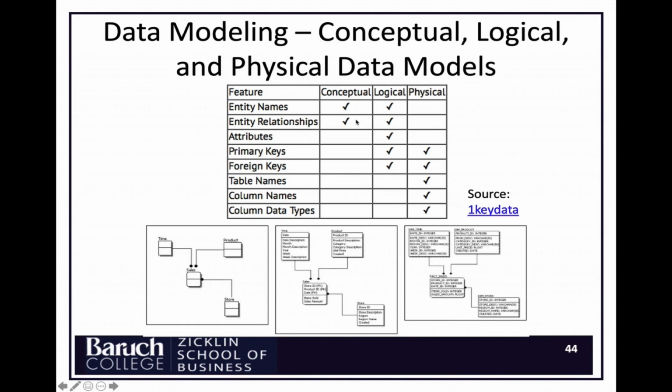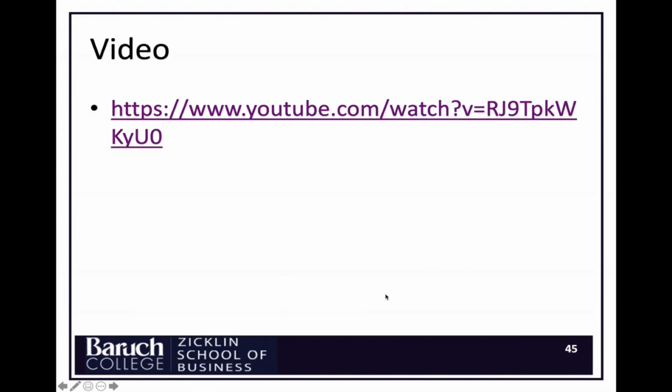This is again another simple comparison. In the conceptual model, we have entities, names, and relationships. Once we move to the logical model, we need to now think of attributes, primary keys, and foreign keys. Sometimes they might change across these phases. But in the physical model, we'll now think about the table names, the column names, column data types, and any other information that we need there. And I have a short video which I'm going to give you the link to, to look at the details of this if you need to.